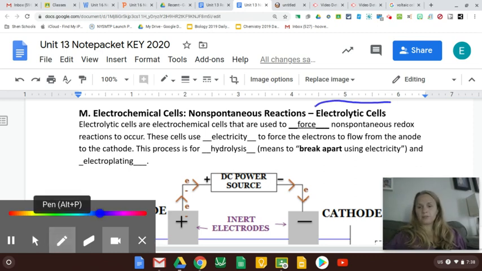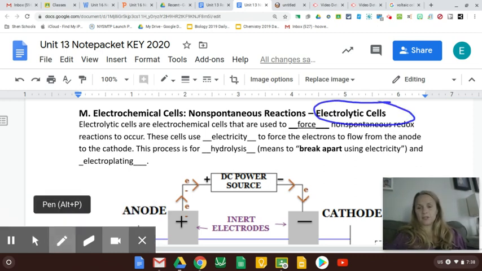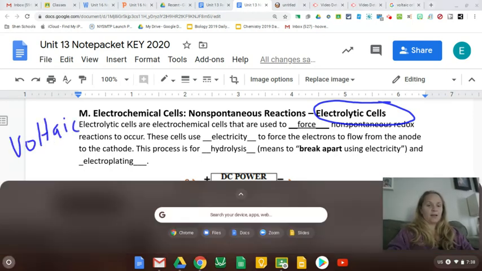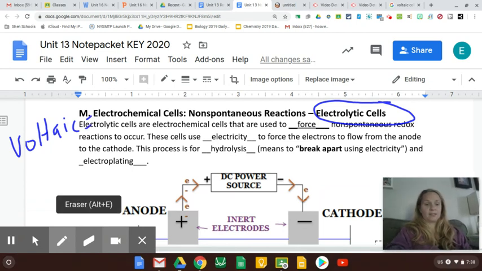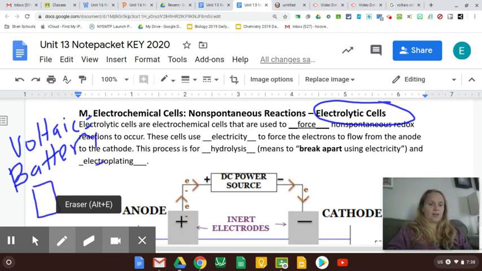Okay, so we are going to learn about electrolytic cells, which, before we learned about voltaic cells, and this is like the opposite. So we do have to kind of remember what a voltaic cell is. A voltaic cell is the one that's a battery. It's the one where you say, okay, let's take two metals, let's just say copper and zinc.